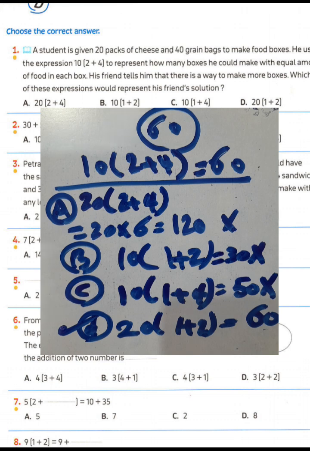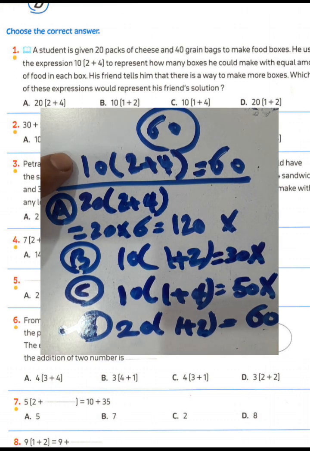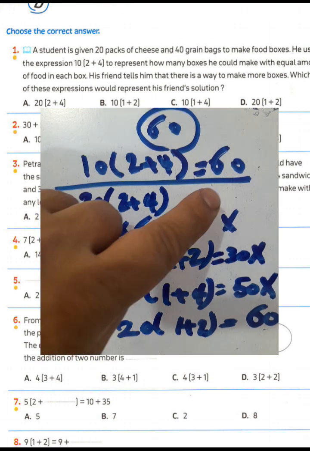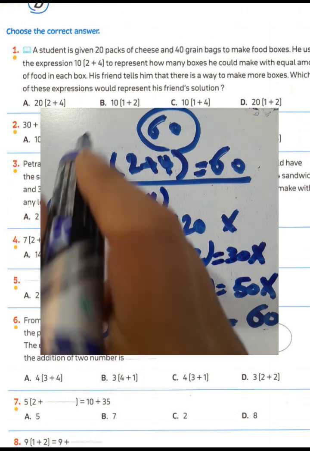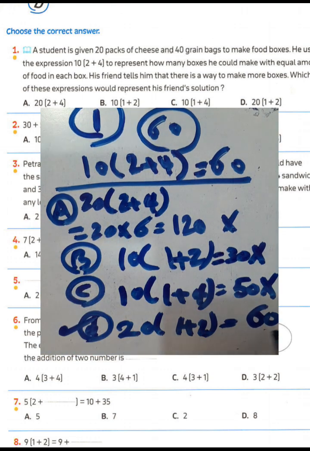You can solve this example by this method. Get the result of the expression he gave us in the example, and the result of all the choices here. The result must be equal to 60. 60 here, choose letter D. That's question number 1, choose letter D. Understood?